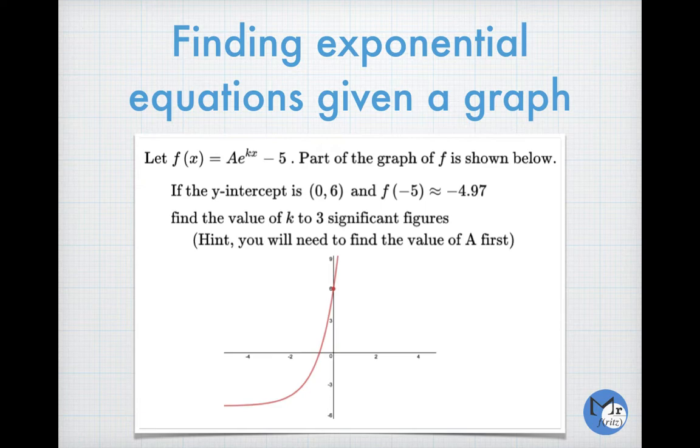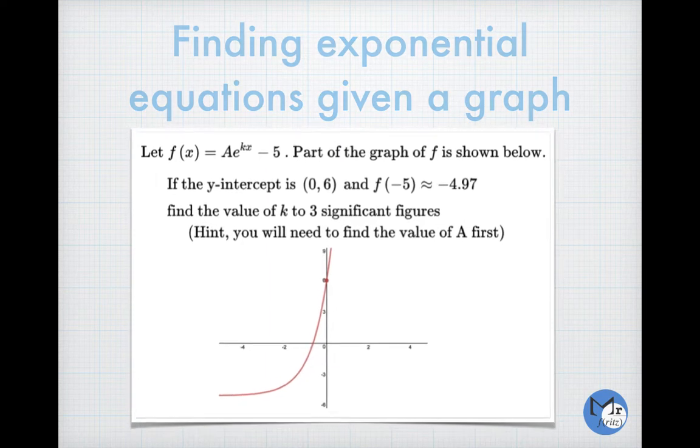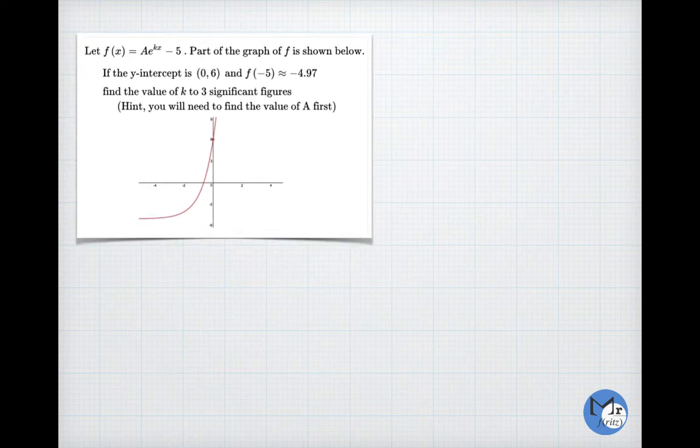And I have a little hint that we're going to need to find that value of a first off. So let's start off by tackling that first clue. The y-intercept is (0, 6). That means that f of 0 is equal to 6.